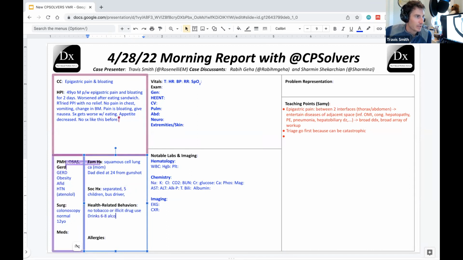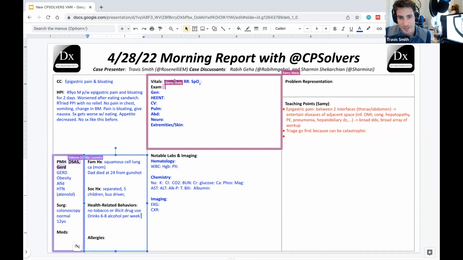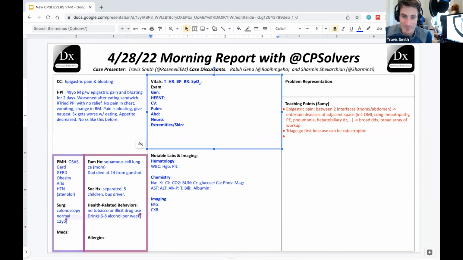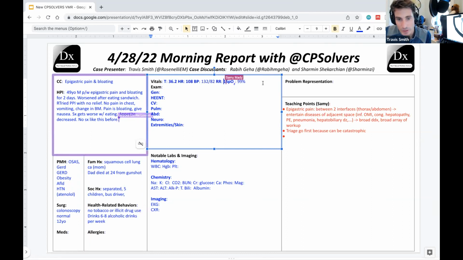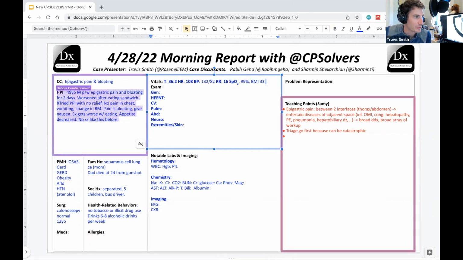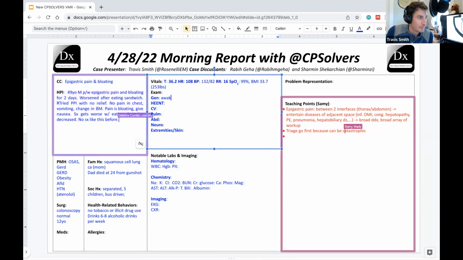Physical exam, which, like Charmaine mentioned, is probably one of the most important ones to differentiate where you are putting this patient, if they're coming right back, or they can maybe just get something else and go home. Oral temp was 36.2, blood pressure 132/82, heart rate 108, respirations 16, O2 sat 99%. His BMI was 33.7, which puts him at about 253 pounds.